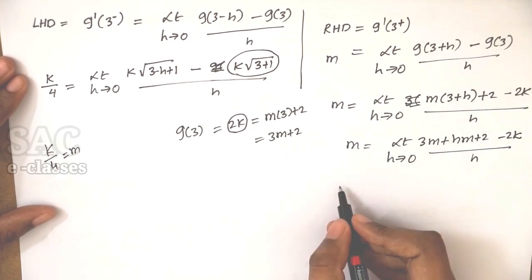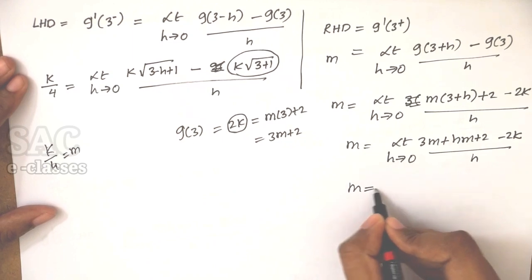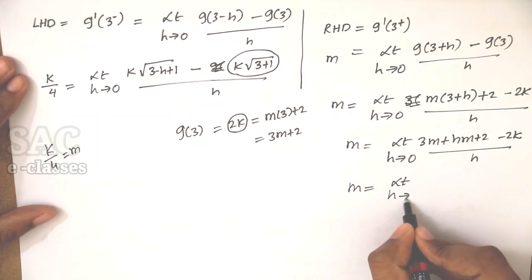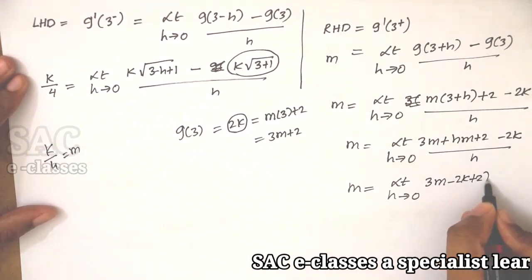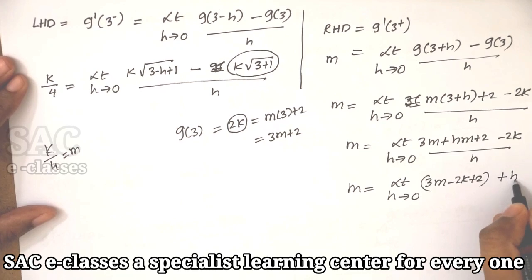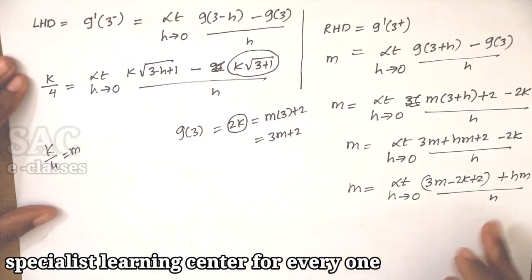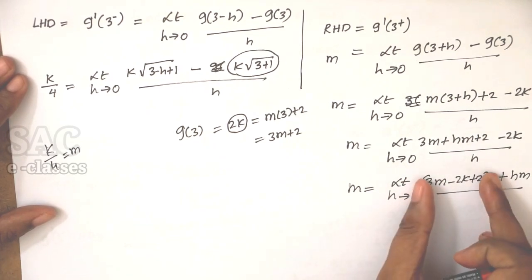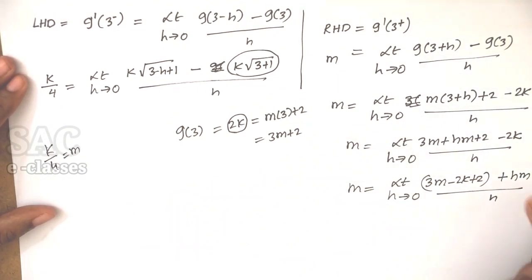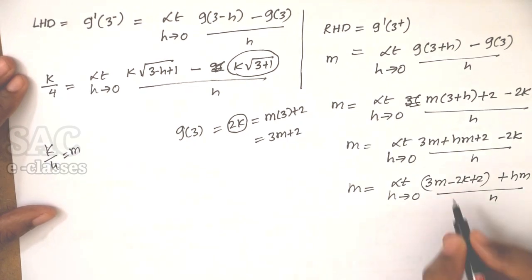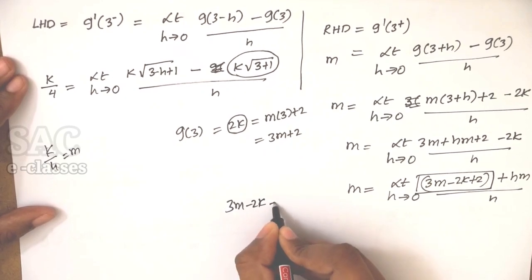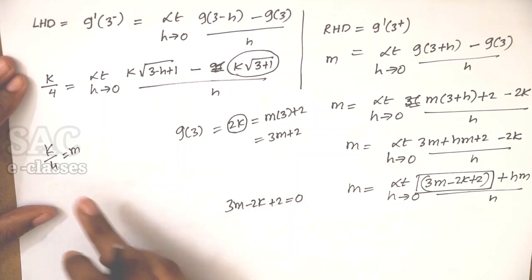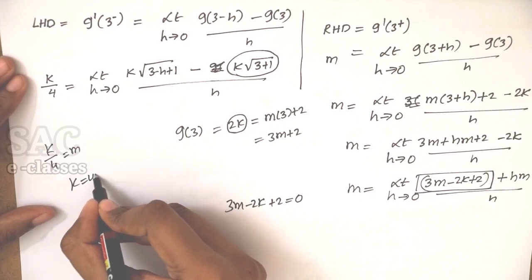Now m equals limit h tends to 0 of 3m minus 2k plus 2 as one group, plus hm by h. To get m, the only way is if this entire value is 0, and then hm by h means we will get m. So I am taking this particular value, 3m minus 2k plus 2, equal to 0. We know k equals 4m.